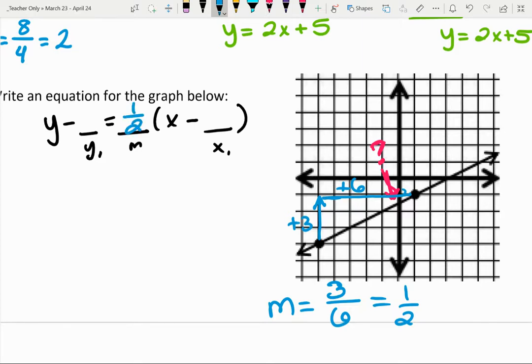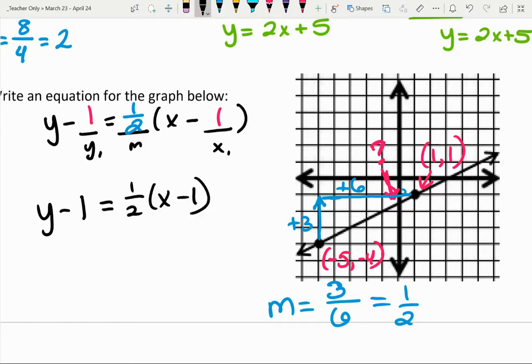And then I could use either point here. I could use either the point, what is this, -5, -4, or I could use the point 1, 1. It doesn't matter at all. I'm going to use 1, 1, just because it might be a little bit easier. So my equation would be y minus 1 equals 1/2 times x minus 1.